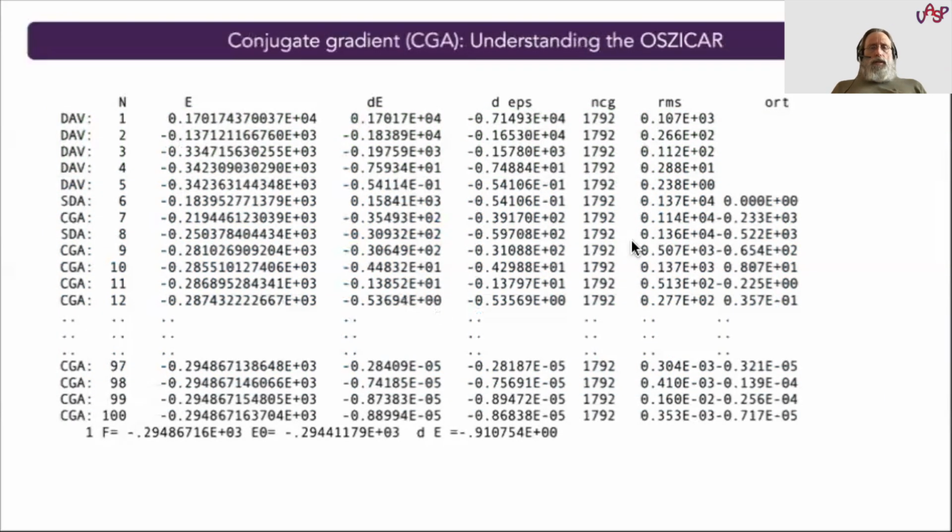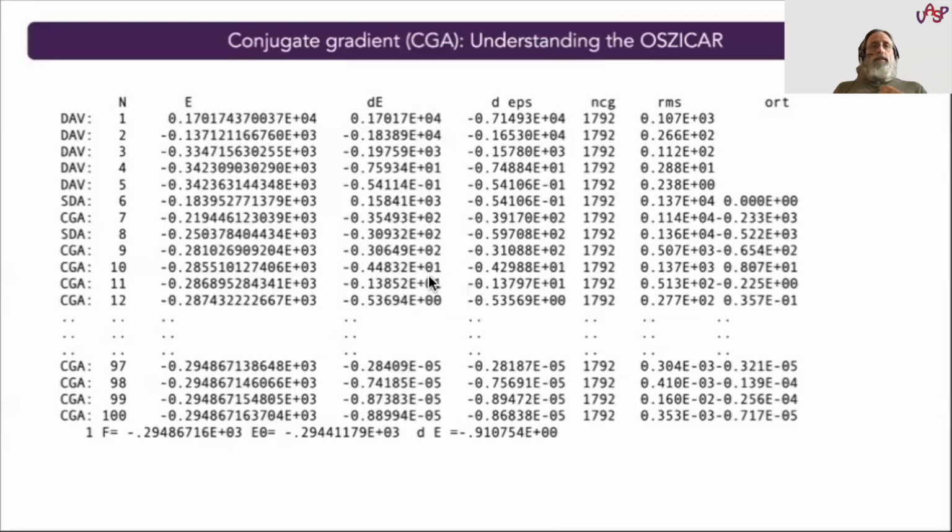So a very similar file, of course, OSZICAR, a very similar picture you will get when you run a conjugate gradient calculation. These numbers mean slightly different things. So what we see here, of course, total energy, that remains the same. Change in the total energy. For a direct optimization that is working well, this needs to be negative. So the energy has to go down.